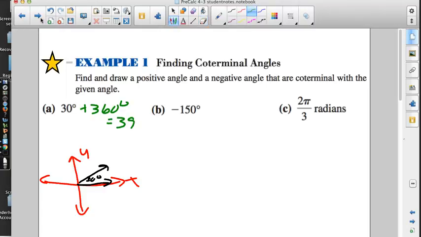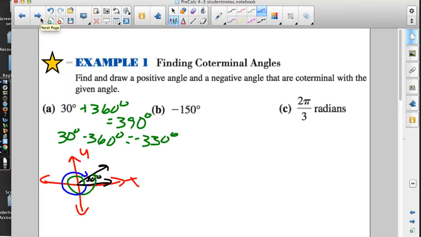So 390 degrees. I'll just grab a different color and know that I'm going to go around and come right back to that one. 390. Are we getting the negative one? Subtracting 360. And I'll grab a different color. Show that going in that direction, going in that positive direction, I'm still going to land at the same place.